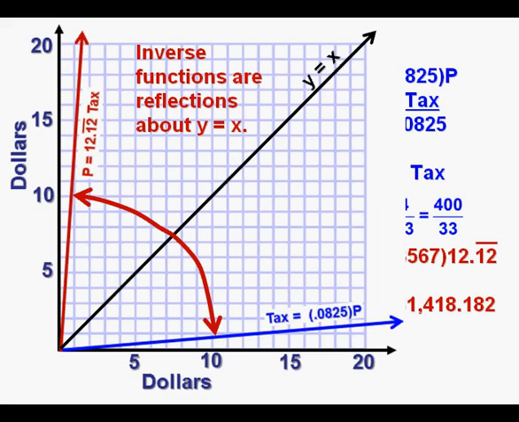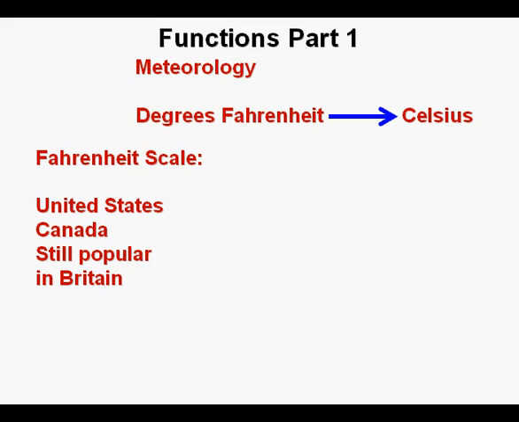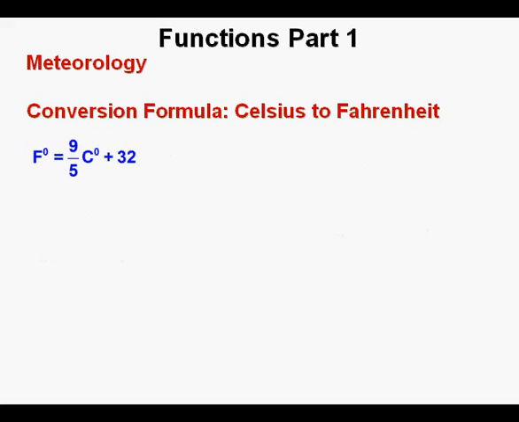A formula that is important in the science of meteorology is the conversion from degrees Fahrenheit to Celsius. There are two major temperature scales used in the world today. Fahrenheit is used in the United States and Canada and is still commonly used and popular in Britain, whereas the Celsius scale is the most popular scale worldwide. If a person in the United States sees a temperature somewhere in the world represented in Celsius, he or she can use this formula to convert degrees Celsius to degrees Fahrenheit.